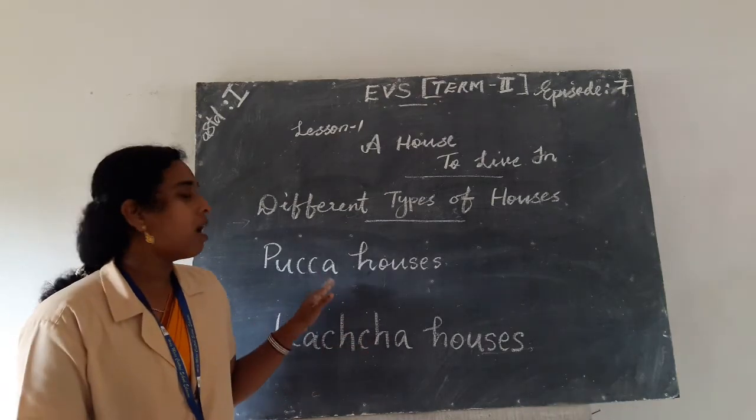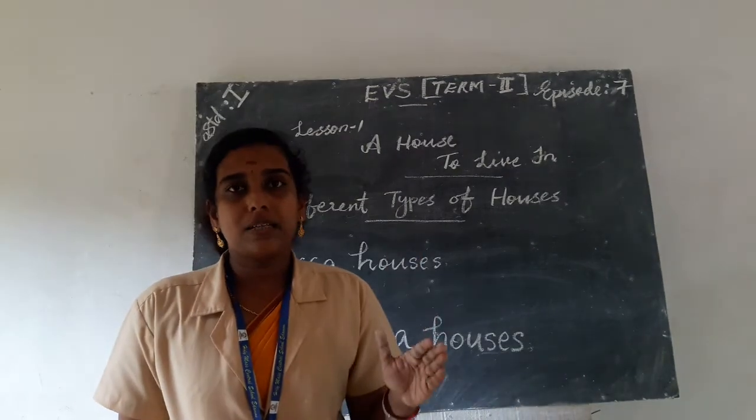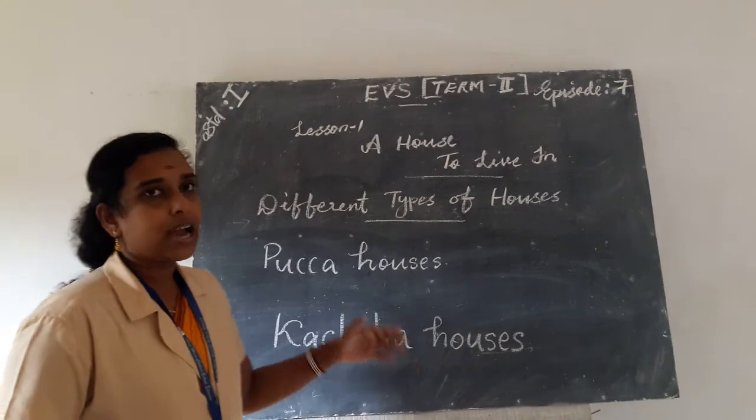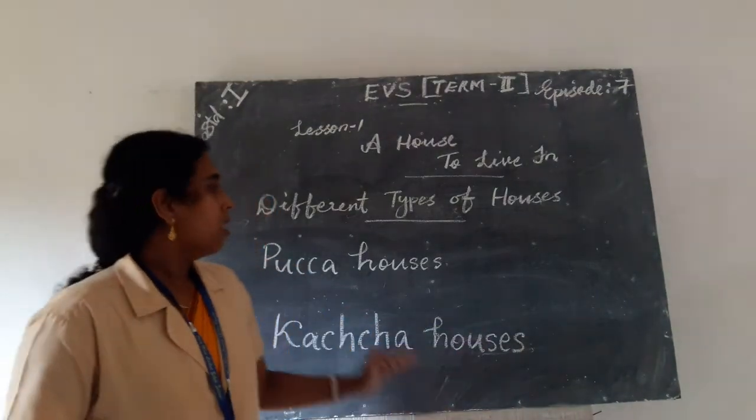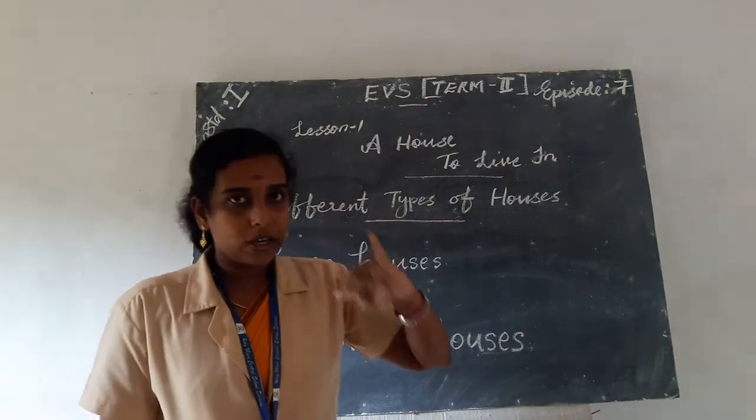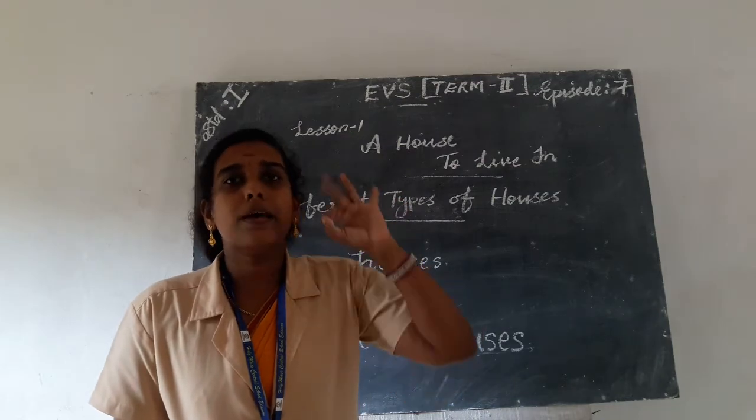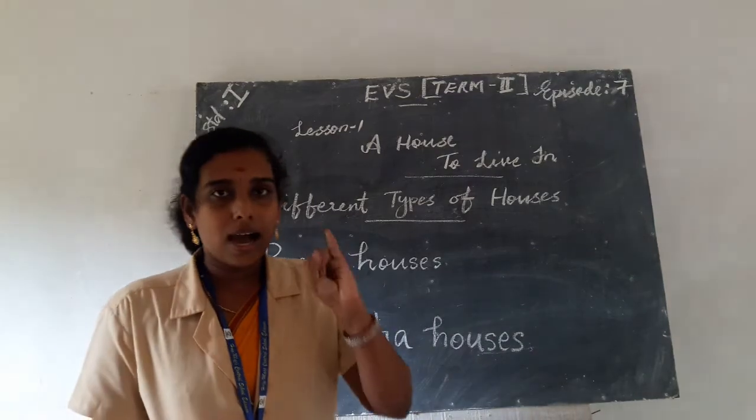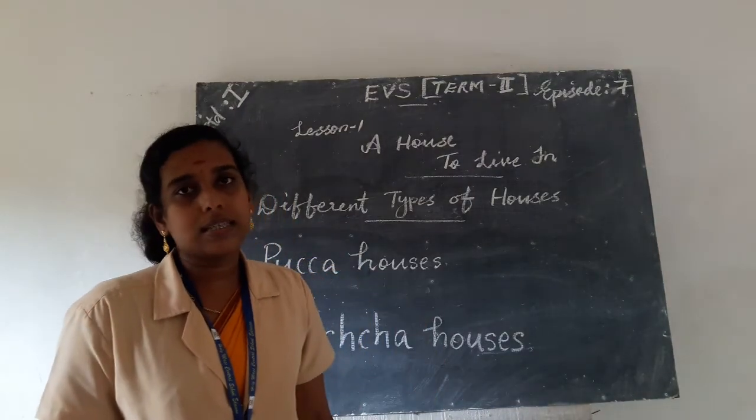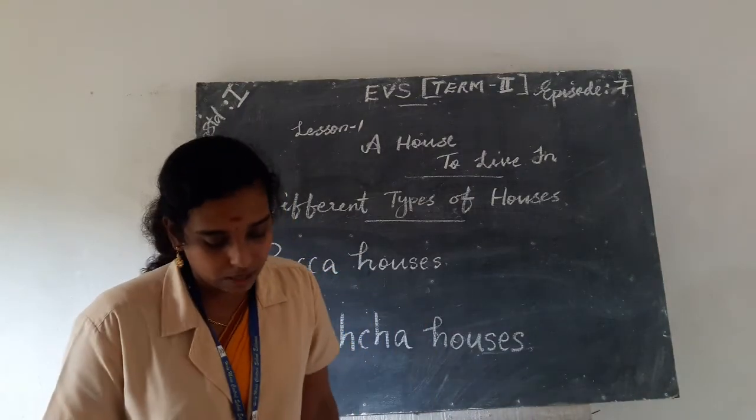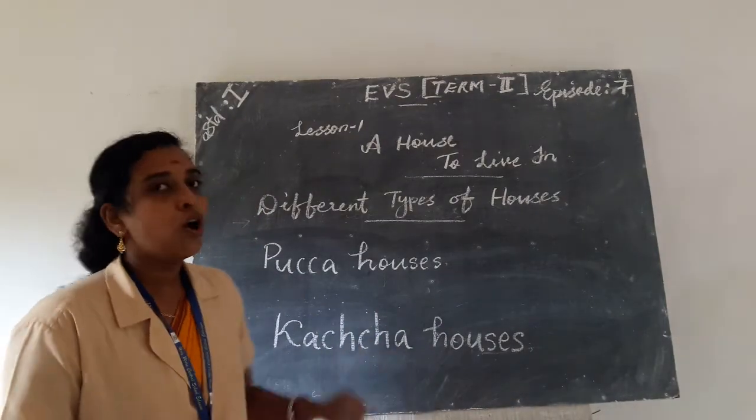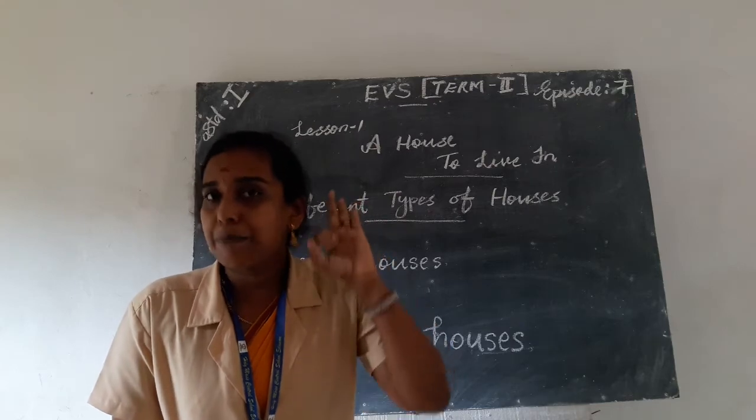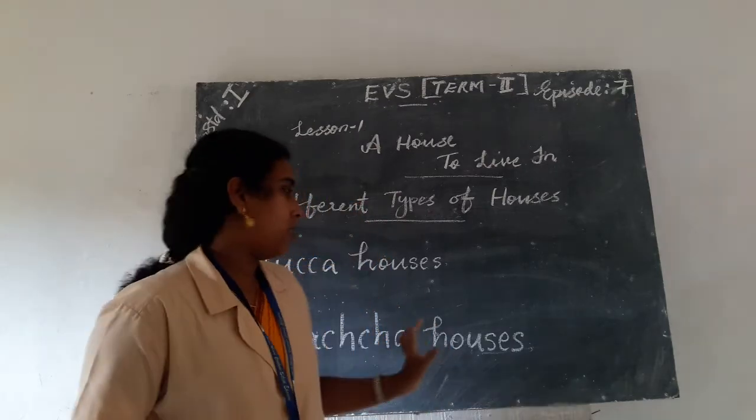Okay, and the pakka house is made up of cement, bricks, wood, etc. And kacha house is made of grass, straw, etc. So pakka houses are cottages, apartments and bungalow. Then kacha houses are hut and mud houses. Hut and mud houses are called kacha houses; cottages, bungalow, then apartments are called pakka houses.